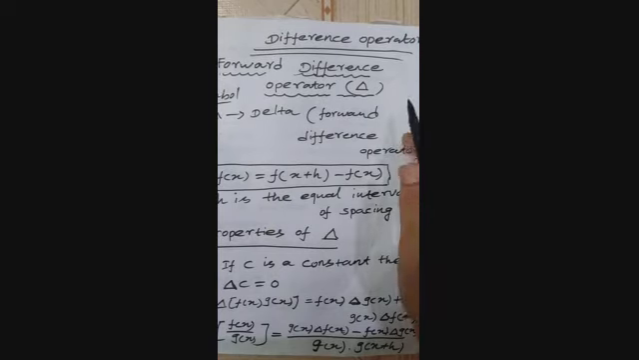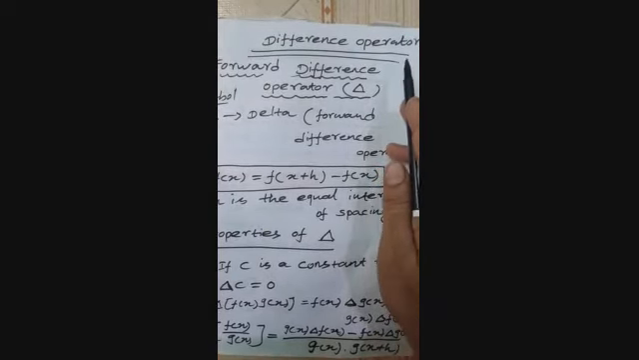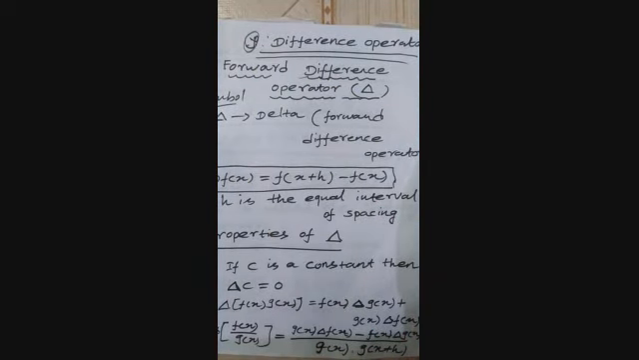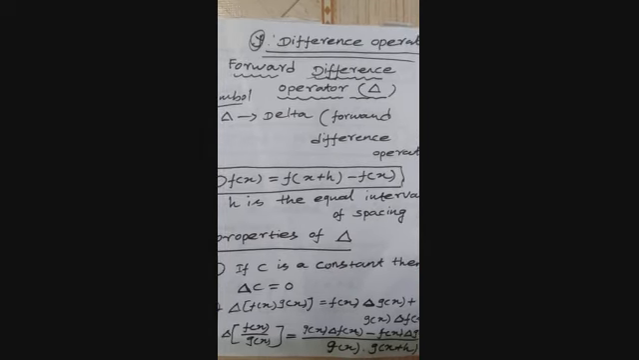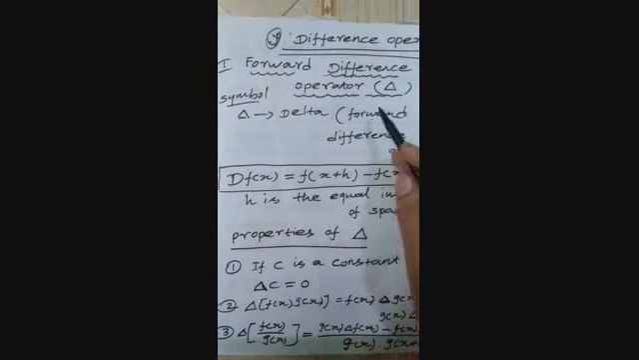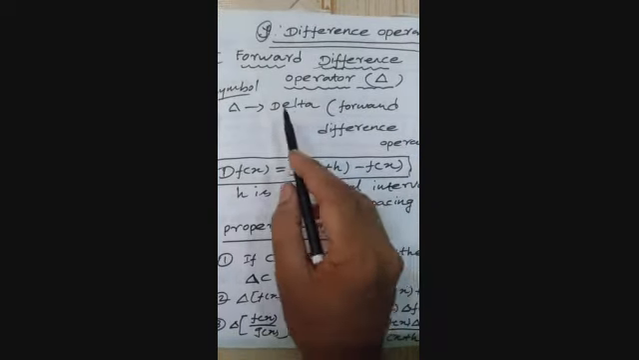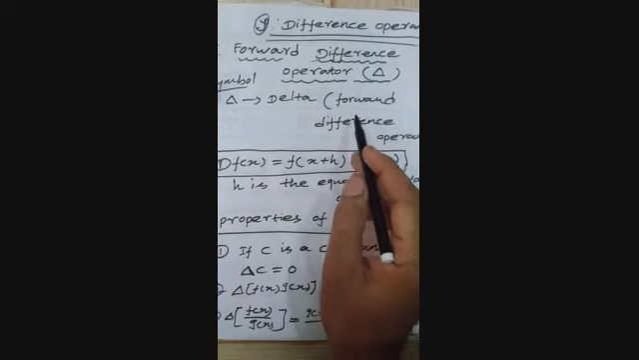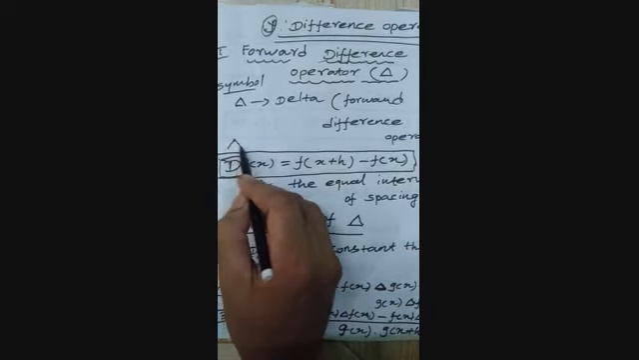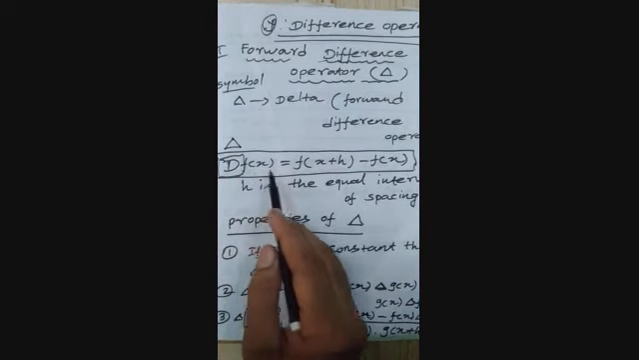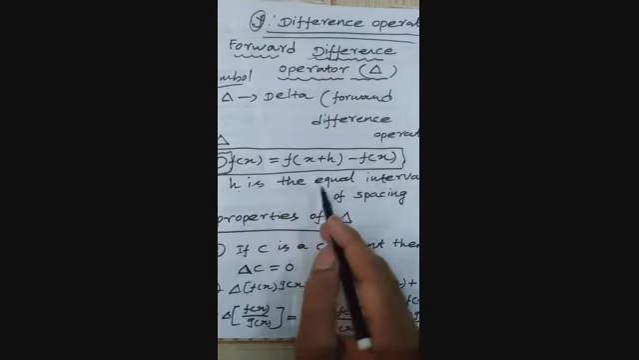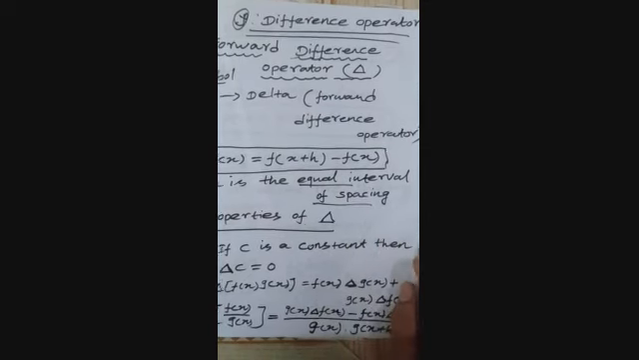So I am Krishna Kumar. Now the lesson, the topic is the difference operator. In competitive examinations, the various competitive examinations ask this type of question, very easy to attend. So first we are going to see the forward difference operator. The symbol is called delta. This represents the forward difference operator, which is defined like this: delta f of x is equal to f of x plus h minus f of x, where h is the equal interval of spacing.